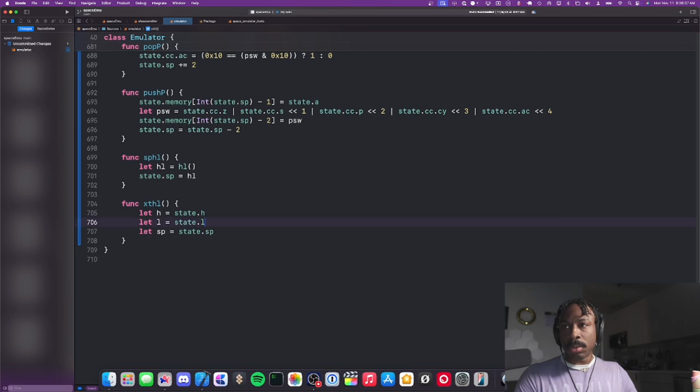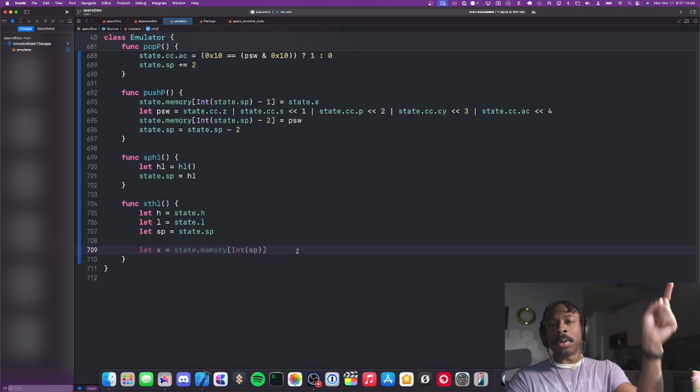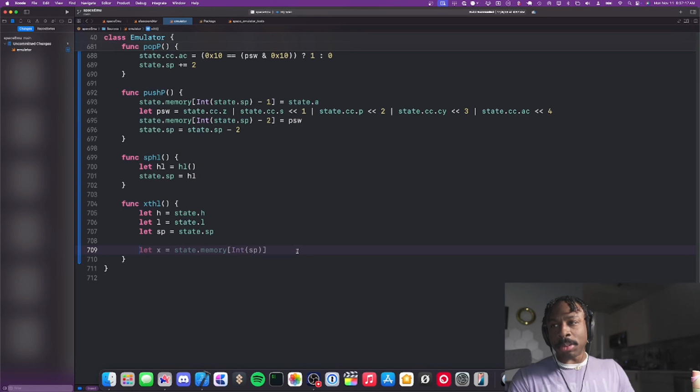And then stack pointer set to that. Yeah, I just want to put these in local variables so we're not having race conditions or something. Well, not race conditions, but as I'm changing things around, I don't want them to change when they're getting swapped around. All right.